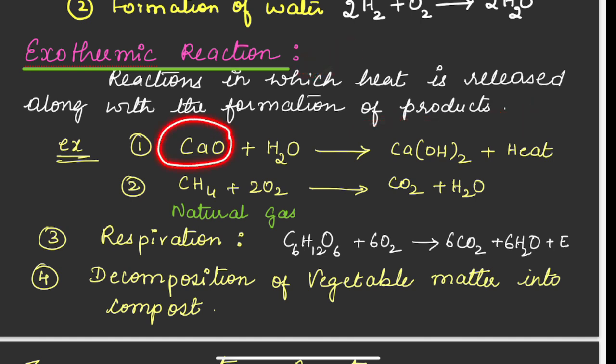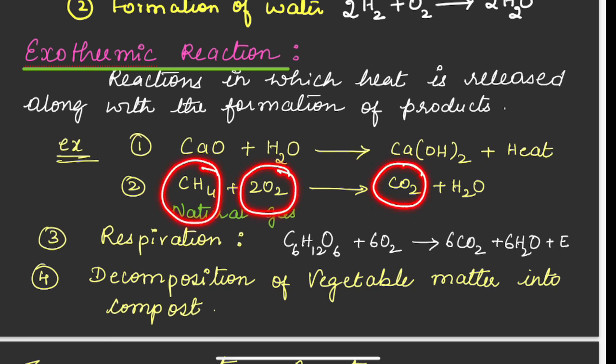First example is calcium oxide reacting with water, it forms calcium hydroxide and heat is given out. Second example is methane. Methane is called natural gas. This is usually asked in the examination: whether burning of natural gas is exothermic or endothermic in nature. It is exothermic in nature because natural gas burns with oxygen and forms carbon dioxide and water. During this, a large amount of heat is given out.